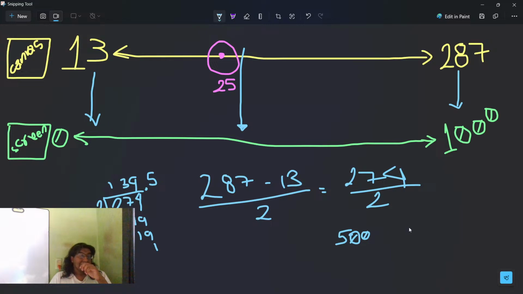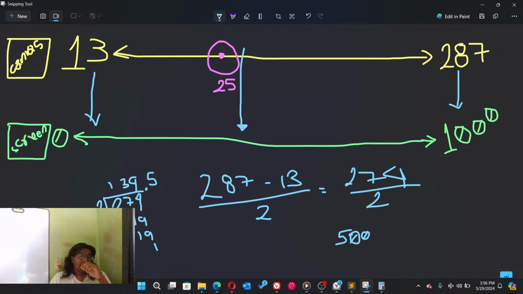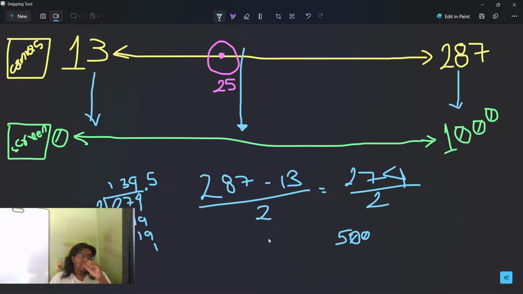The 500 is this one. This is like the midpoint. So this should be here. How can we find a correspondence between these two lines?